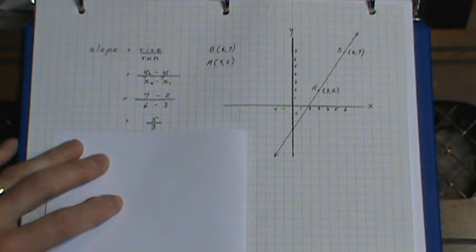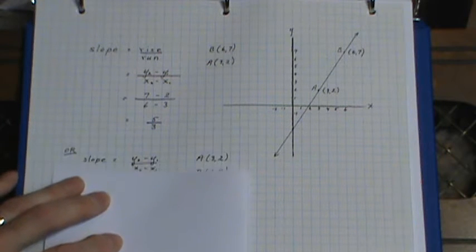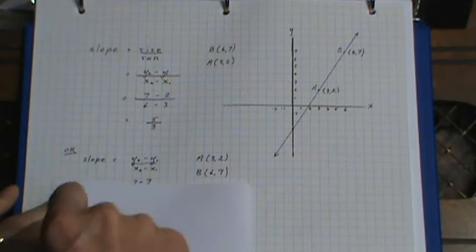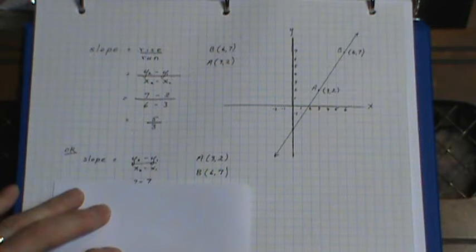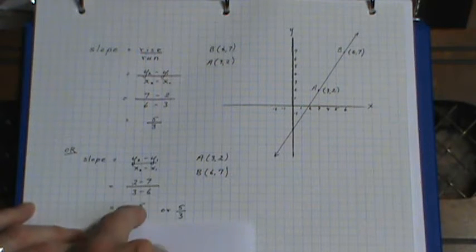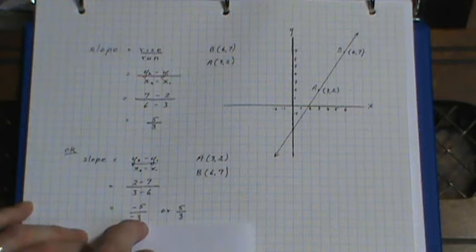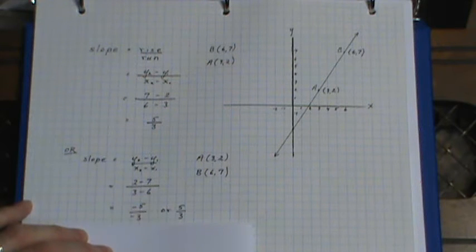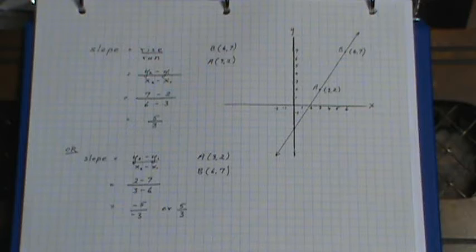Now it wouldn't matter which order I did this in. For example, if I write the A on top and the B on the bottom, I still get the same result. You notice I get a negative 5 on top and a negative 3 on the bottom, but that results in the same fraction, 5 over 3. When the line rises from left to right, you always get a positive slope for the line.